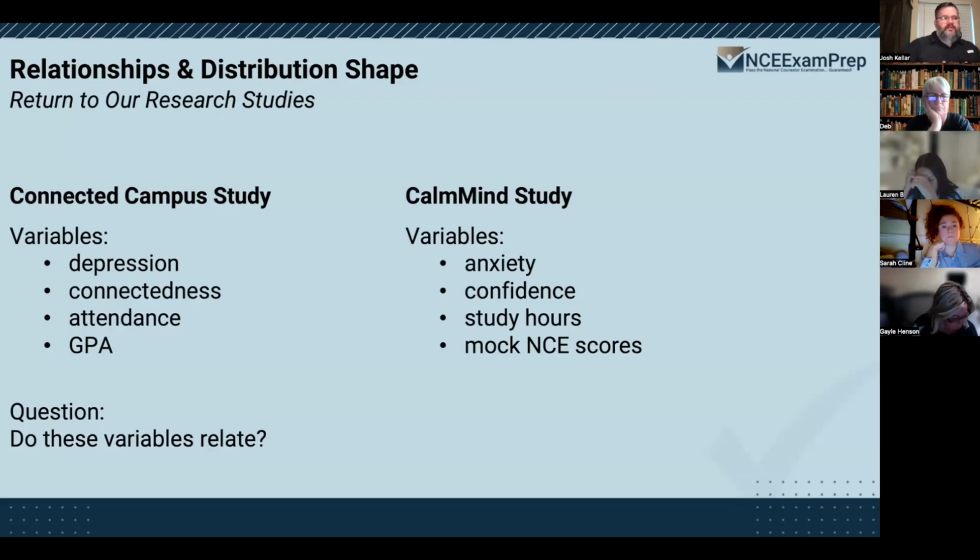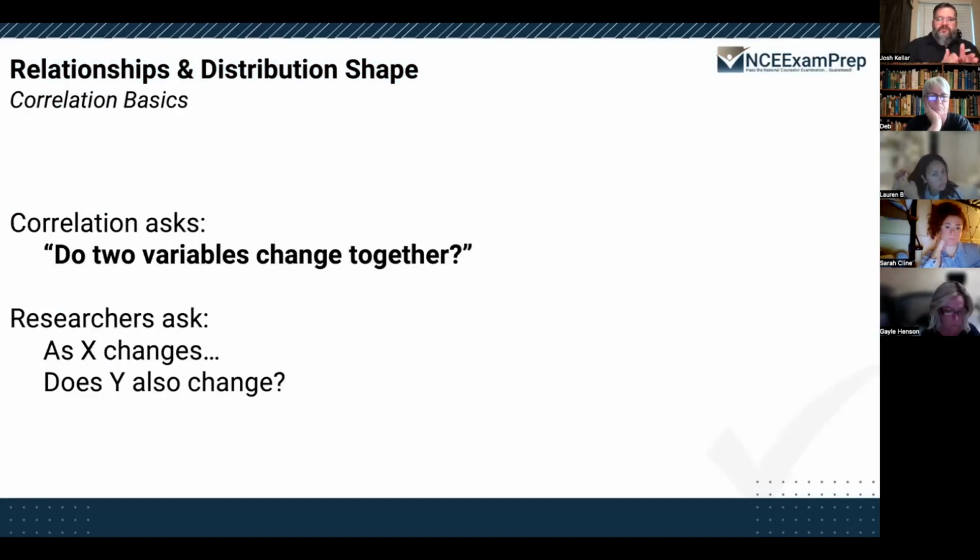And that's what correlations are going to tell us, is do two variables change together, right? Or are they changing independently? So we might also ask this, as X changes, does Y also change? To whatever degree that there is a change together, that's what we are going to call a correlation, okay? If you have questions, please stop me or post them in the chat as we go, because these concepts are kind of building on one another, and I want to make sure if anything's unclear that we're able to stop, okay?